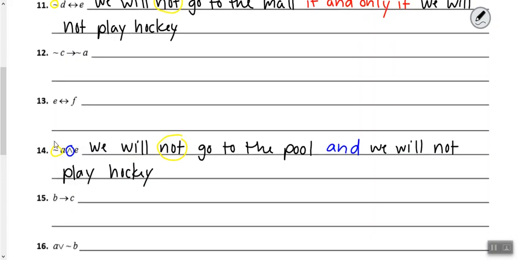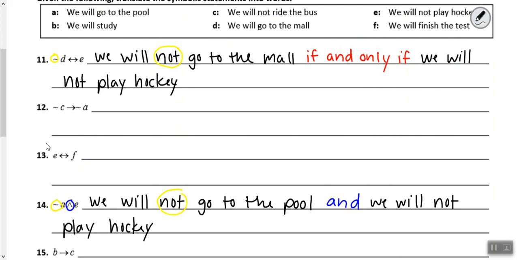Okay, let's look at 15. 15, I'm dealing with B and C. So B, we will study. And when the arrow just goes one way, that means it's an if-then. So I have to now say if we will study, then C will happen. And C is we will not ride the bus. Let me do that in black, sorry.